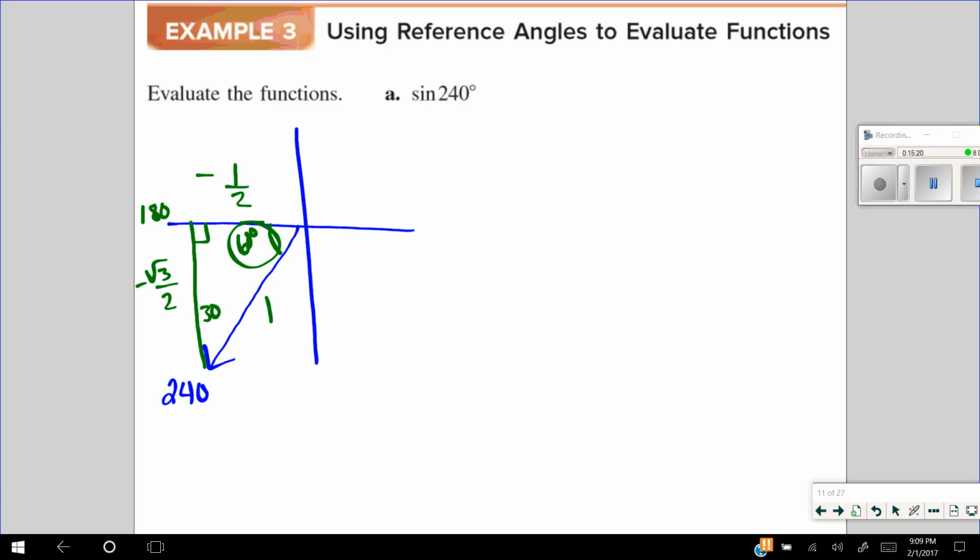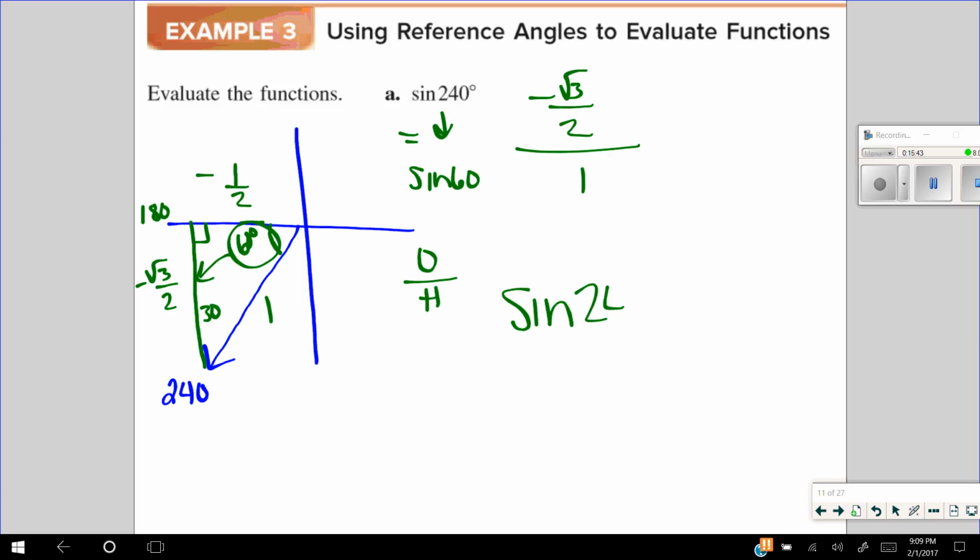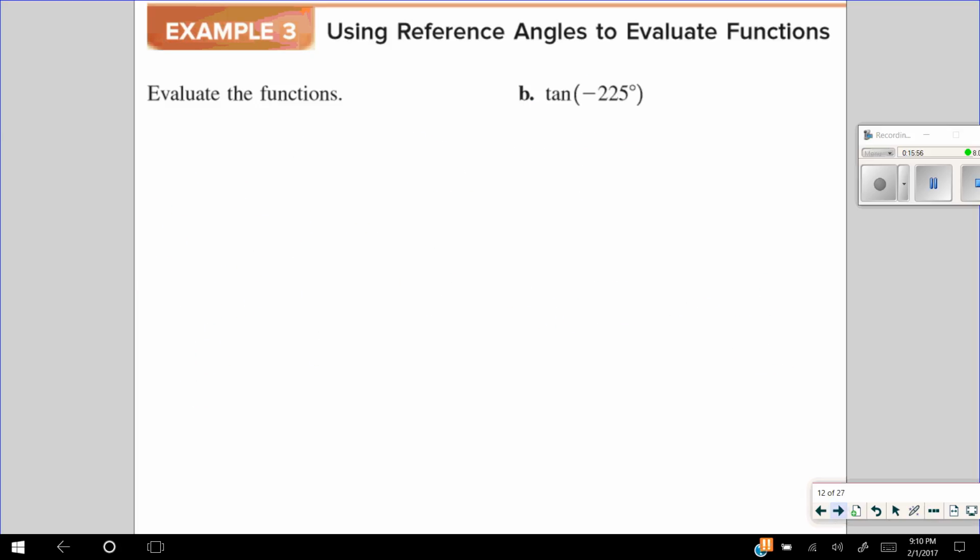Okay? So now, when we're taking the sine of 240, we're really taking the sine of the reference angle, which is 60, and they're the same thing. So sine is opposite over hypotenuse. So opposite is negative square root of 3 over 2, over the hypotenuse, which is 1, which means that the sine of 240 is just negative square root of 3 over 2. Okay? You'll get really good with this process. So let's try another one.